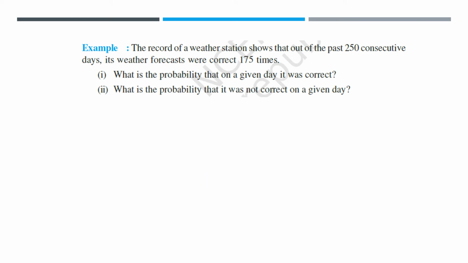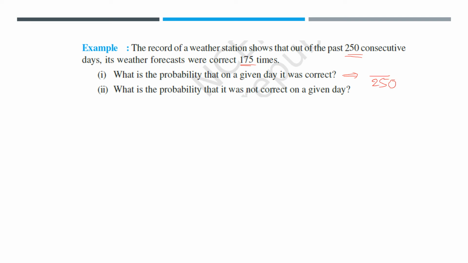Let's look at one more problem. The record of a weather station shows that out of the past 250 consecutive days, its weather forecasts were correct 150 times. Oh, sorry, 175 times. What is the probability that on a given day it was correct? Oh, this is quite simple. So this is the first problem. For this, what is the total number of observations? Total number of days: 250 days.